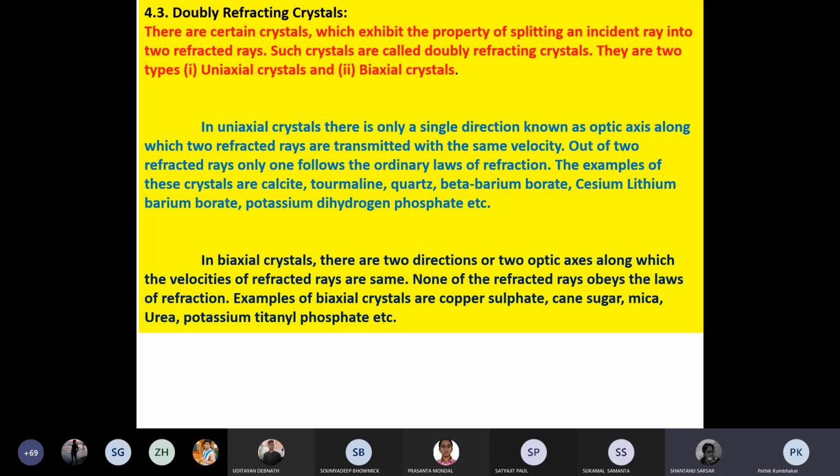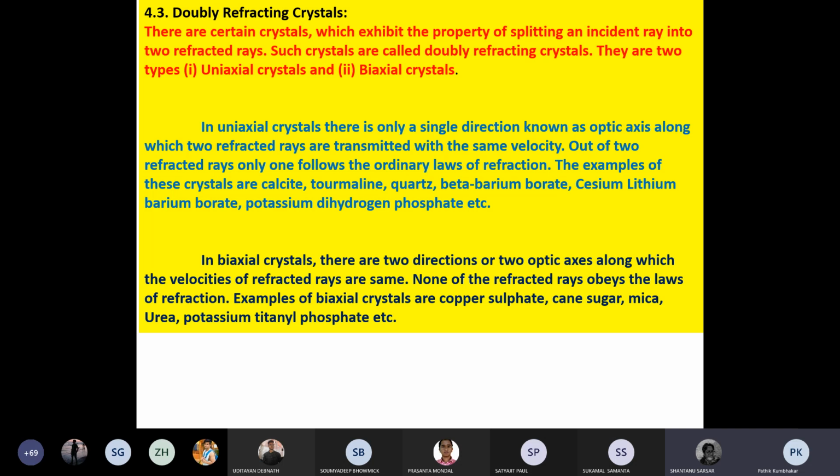But along the optic axis, these two values are the same, so they travel with the same velocity. Other than that, they travel with different velocities. Out of the two refracted rays, only one follows the ordinary law of refraction, and that's why it is called the ordinary ray, the vertically polarized light. The horizontally polarized light is called the extraordinary ray, because it travels a little away from the direction.